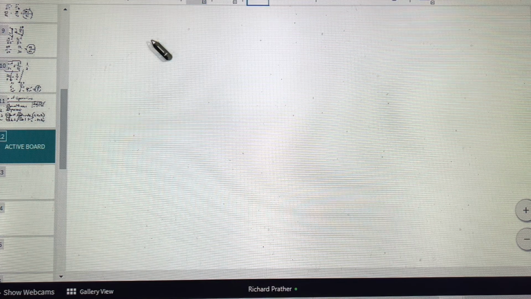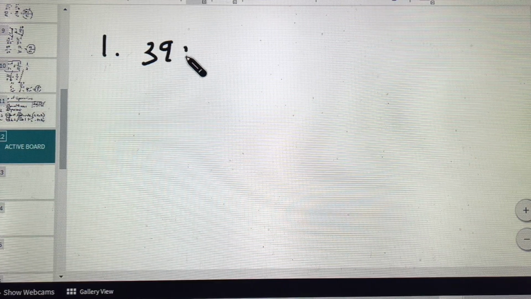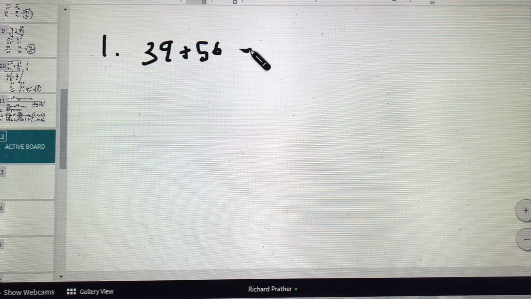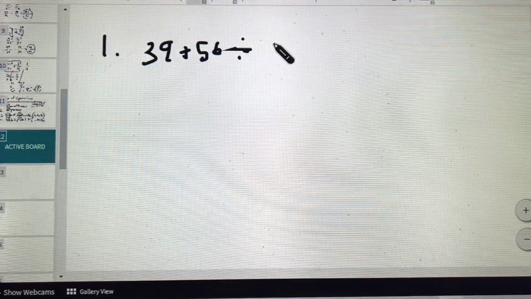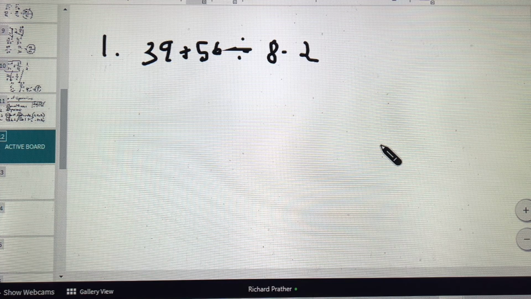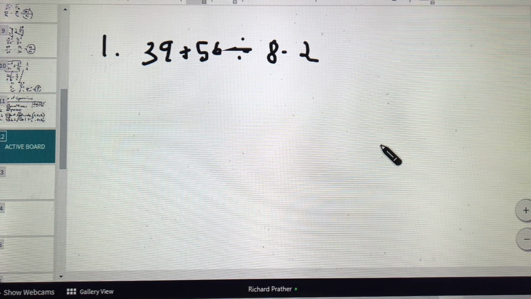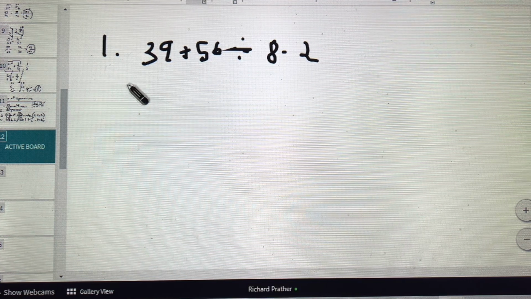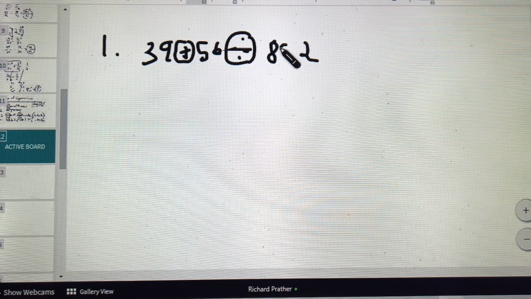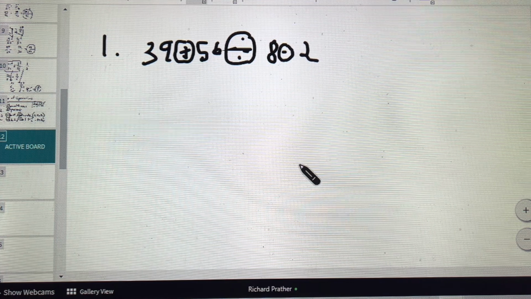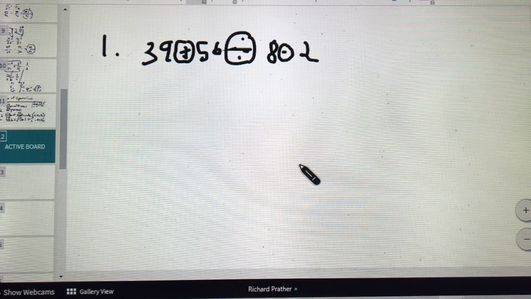Here's number 1 of 8 problems in homework number 7. So I've got a 39 plus 56 divided by 8 times 2. First, it's easy to notice there's literally no parentheses anywhere in there, and there's no exponents anywhere in there. So the top 2 levels are gone already. If I'm going across left to right, there's an addition first, a division second, and a multiplying third. There's 3 things I need to do, but the order matters. You don't just do them in any order you want, or left to right.